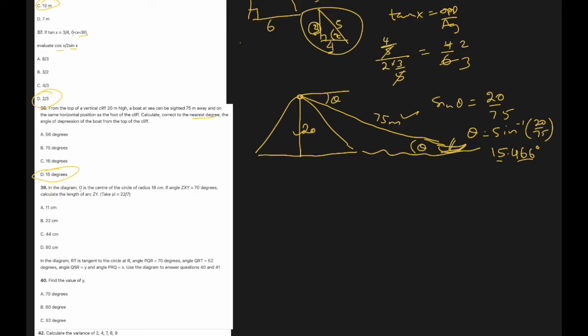In the diagram, there is no diagram here, but let's try to interpret this. O is the center of a circle of radius 18. If angle ZXY is 70 degrees, calculate. Okay, so I am not sure how it looks. I'll have to skip this.